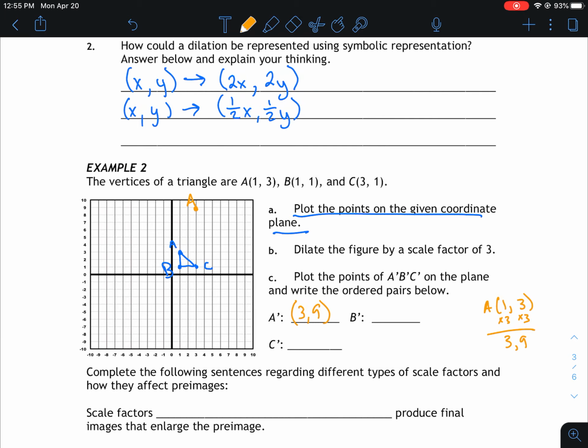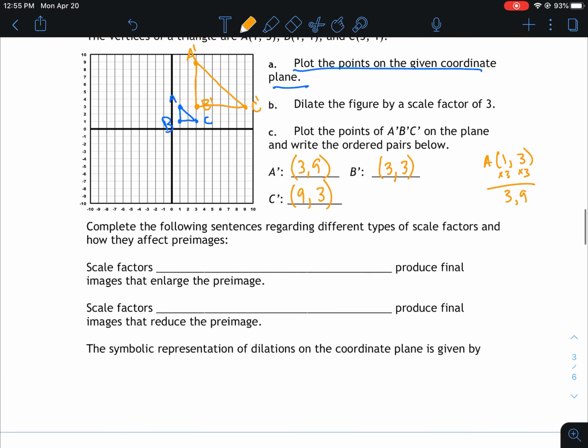Then my B value is (1, 1). So 1 times 3 is 3. So my new ordered pair will be at (3, 3), letter B. And then letter C, it is (3, 1), which is the opposite of A. So 3 times 3 is 9. And 3 times 1 is 3. So 9, and you're going to go up 3. Here we go. Oops, I put it at (8, 3). My bad. (9, 3). And these are all our prime values now, so I put those there. And here we go. Here is our new triangle.